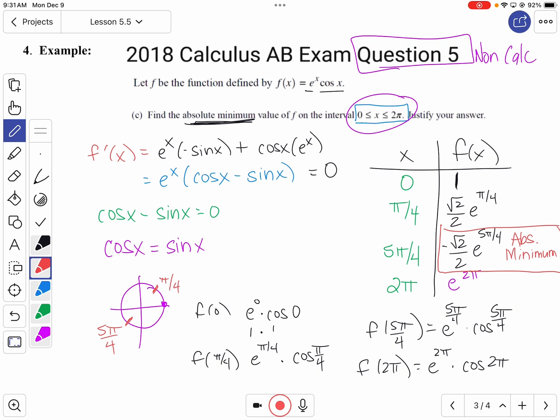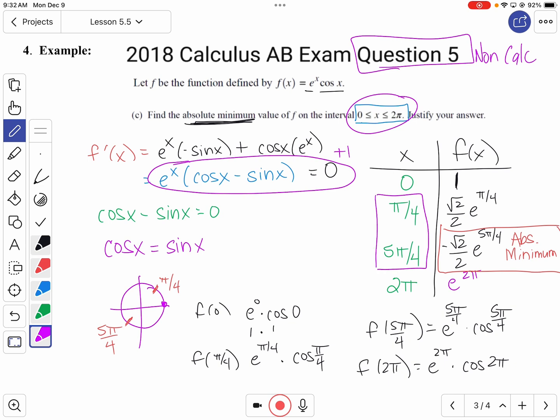Here is how this part was worth 3 points. The first point was that you did this right here: you set that derivative equal to 0. That was 1 point. The second point came from identifying that these were 2 of your candidates, besides the endpoints. They're going to assume you know to test the endpoints. And then the last one is your answer. So it was worth 3 points.